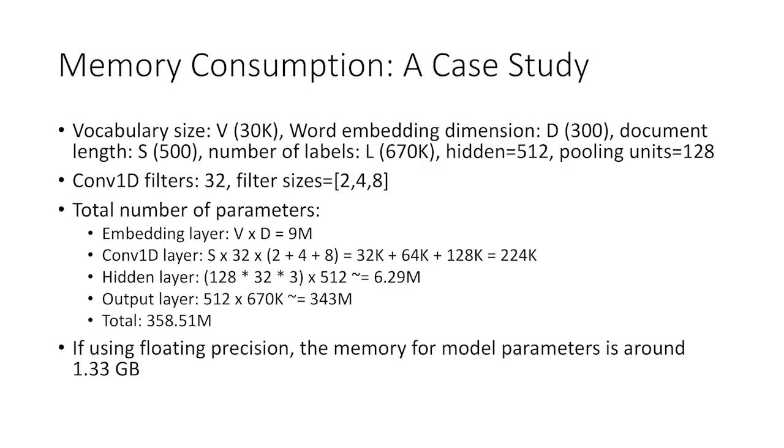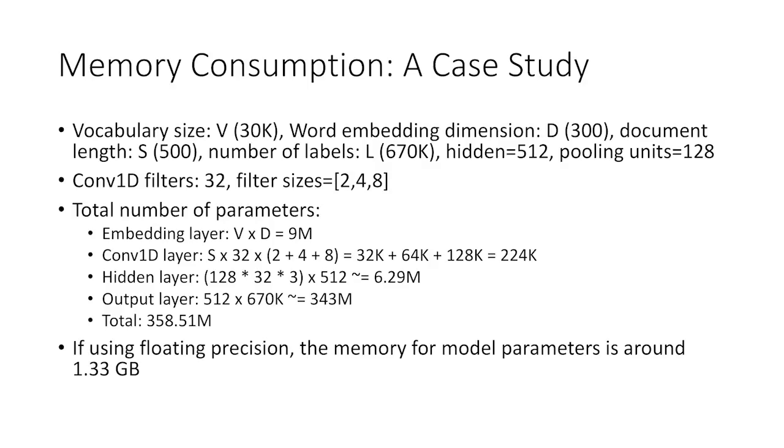And just as a case study of the memory consumption, since you may be interested in how large the memory consumption of these neural nets is: say we are using vocabulary size 30K, the word embedding dimension is 300, and we cut the document length to, say, 500, and we analyze the largest data set. The number of labels is 670K, which is the largest data set on the website, and we set the hidden dimension to 500, and the pooling units to 128. First is the embedding layer. The number of parameters is roughly V times D, roughly 9 million.